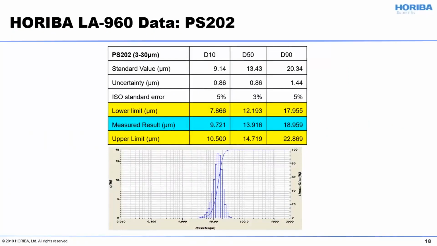So here's some example data with PS202 on a 960, our laser diffraction analyzer. I have D10, D50, D90 with a standard value of 9, 13, and 20 microns, and the uncertainties about 1 micron, and notes on the allowable error range. And then you'll see our calculated lower and upper limits and the measured results, which sit right in between. So that makes me feel good. Everything's working.